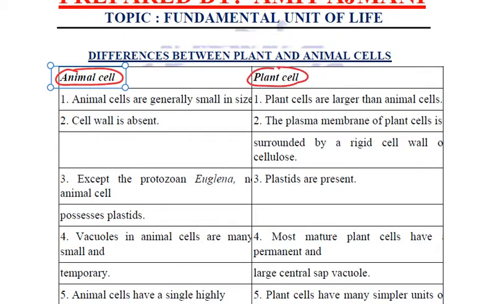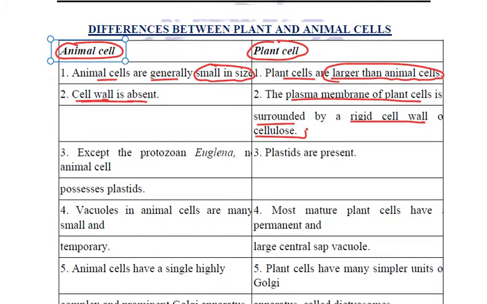Animal cells are generally smaller in size, whereas plant cells are larger than the animal cells. Any guesses as to why? The reason is simple: plant cells contain one extra outer covering, that is the cell wall. And that is our second point of difference, that in animal cells the cell wall is absent, right? Whereas in plant cells, the plasma membrane is surrounded by a rigid cell wall made up of cellulose. Correct? So, this is the main difference between animals and plants.